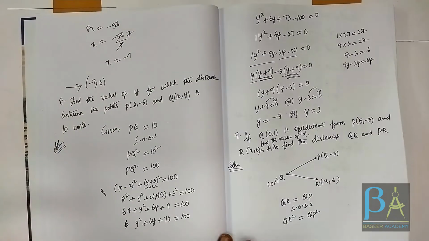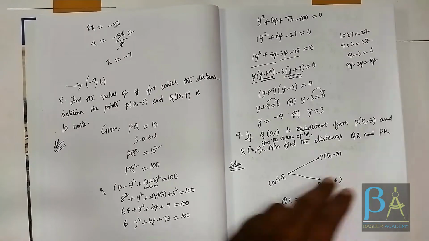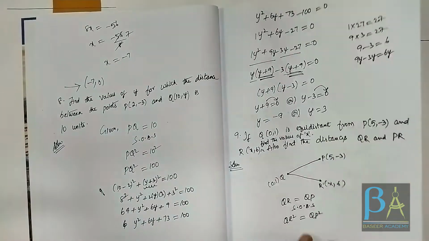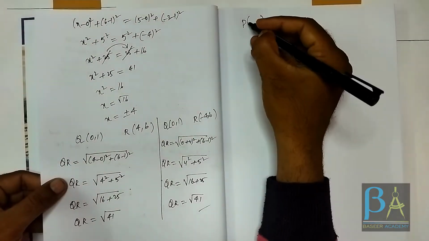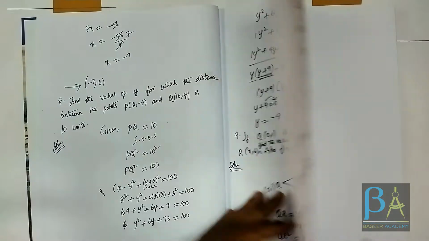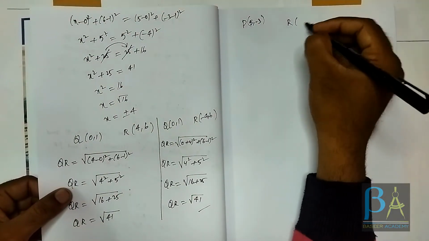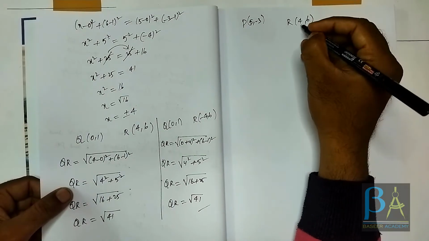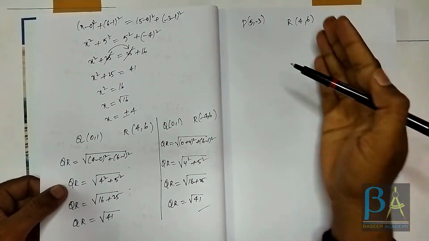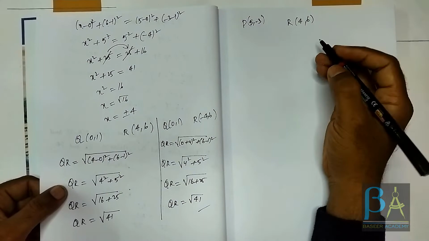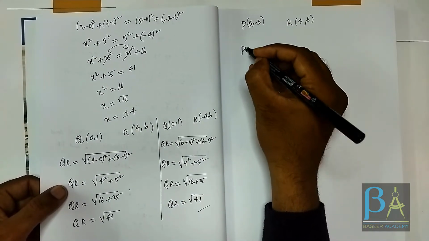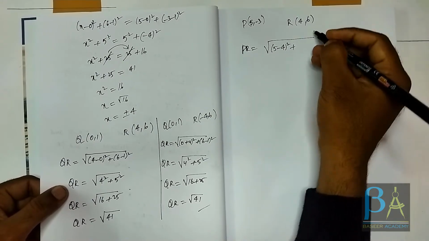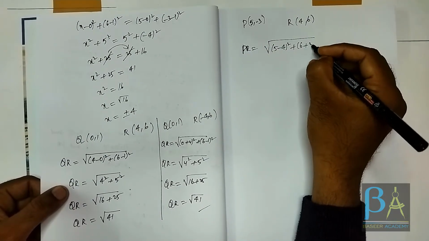Let us find out the distance PR. Point P is (5, minus 3), and point R is (x, 6). In place of x, let me write 4 here. You can write plus 4 first, and then the next time you can do it again by writing minus 4. So PR is going to be square root of (5 minus 4) whole square plus (6 minus of minus 3, which is plus 3) whole square.